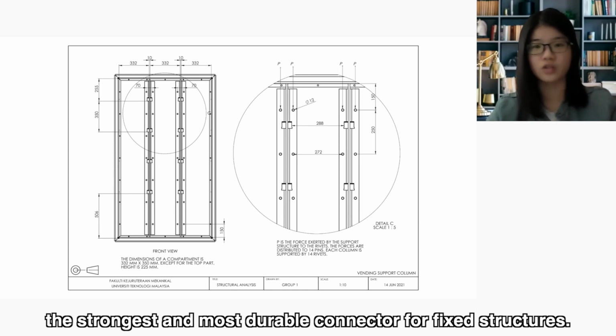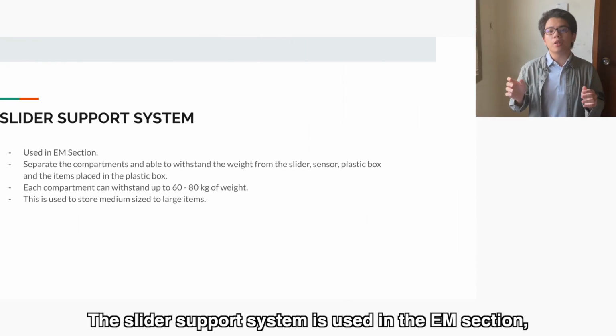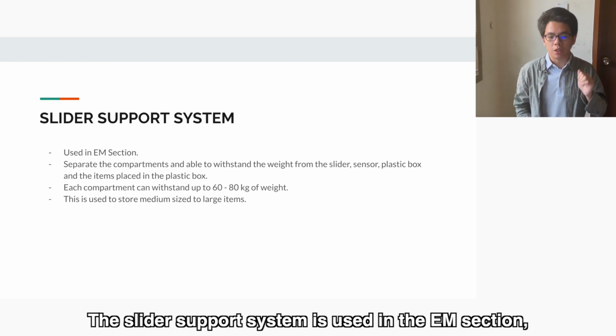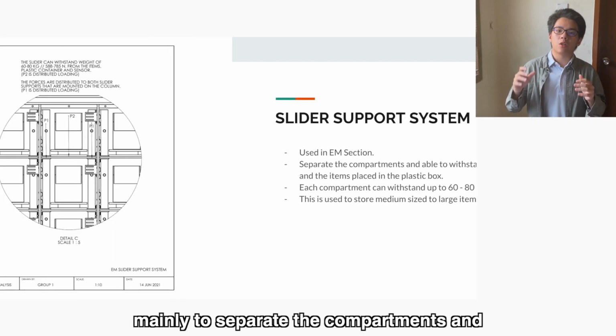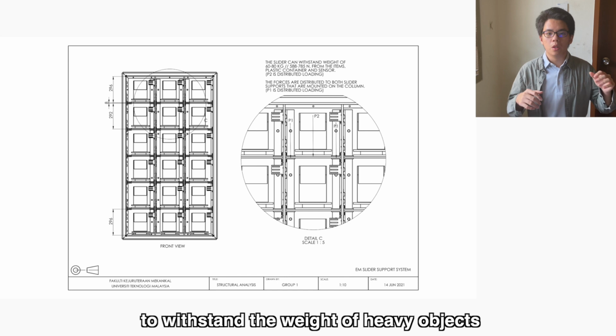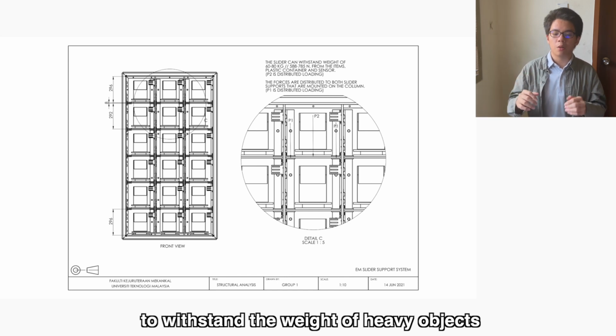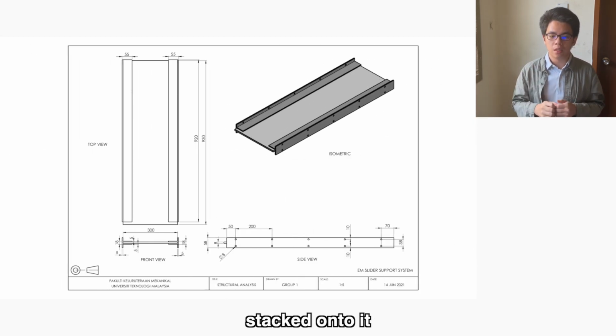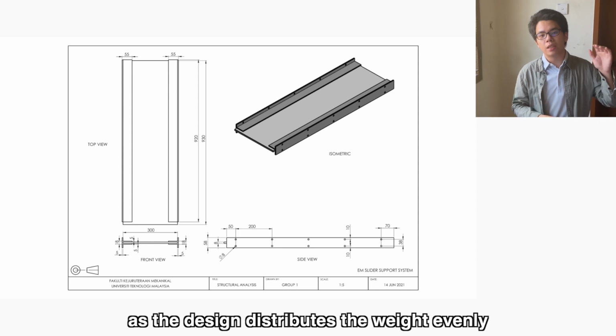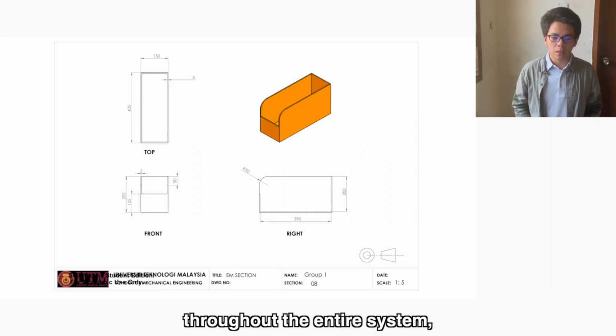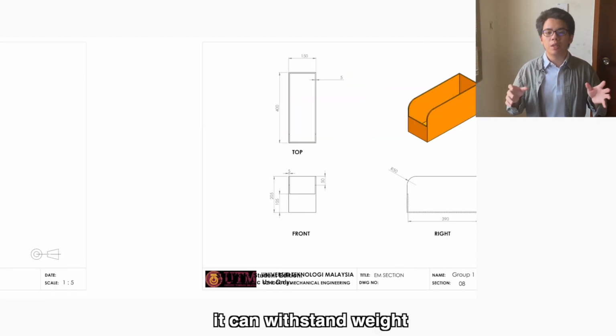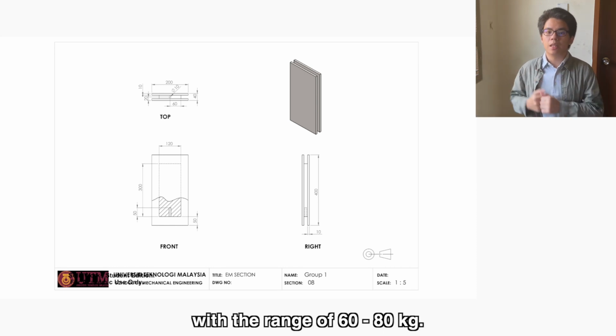connectors for fixed structures. The slider support system is used in the EM section, mainly to separate the compartments and also to withstand the heavy objects stacked onto it, as the design distributes the weights evenly throughout the system. It can withstand the weight of 60 to 80 kg.